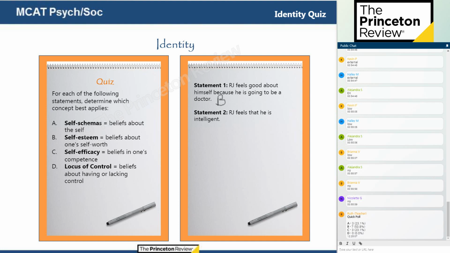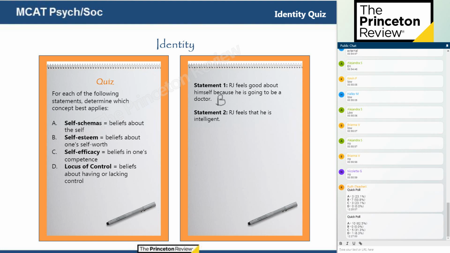Okay. Publishing these results, and letting you know that our answer here, that's a self-schema. He believes he is intelligent. It would have been better had the statement read, RJ believes that he is intelligent. That would have been helpful to you. But, okay, it's a belief about himself.